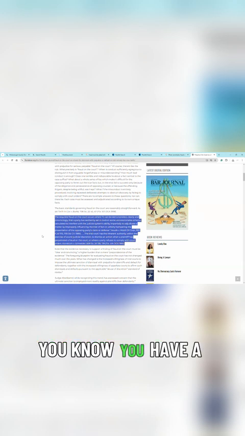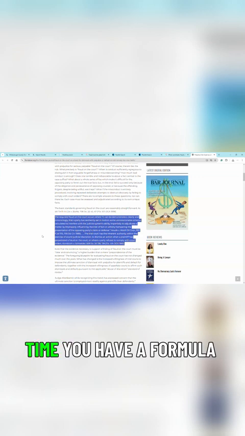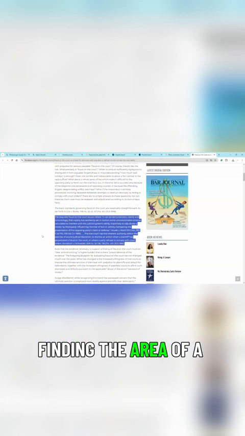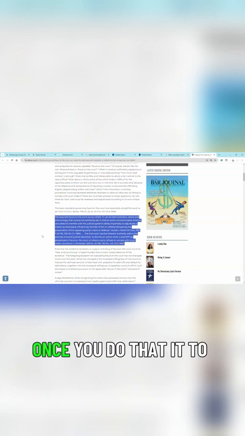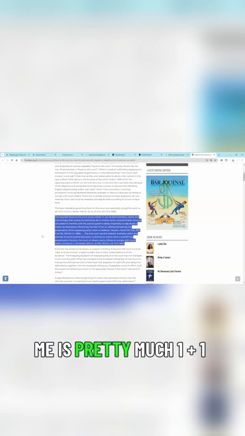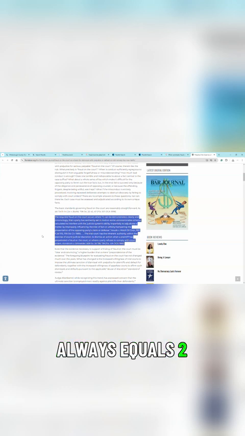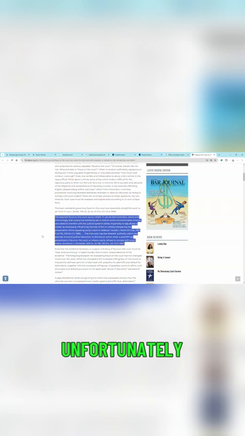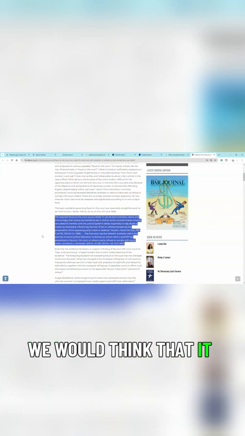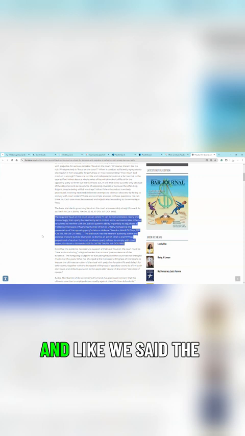You have a formula for finding distance and time. You have a formula for finding the area of a triangle, of a circle, and things like that. Basically, you ask what you're trying to accomplish, then you find the formula that applies and the variables that go into it. Once you do that, to me it's pretty much one plus one always equals two. And if it doesn't, then you have a problem. Unfortunately, we would think that with law it would be that simple.